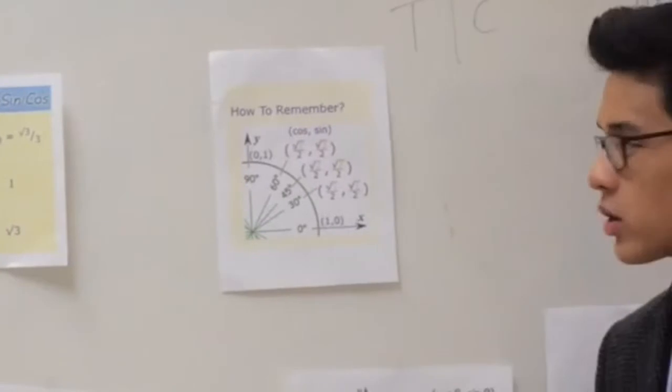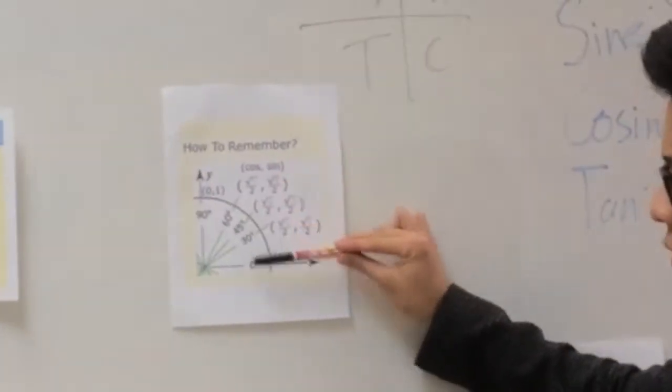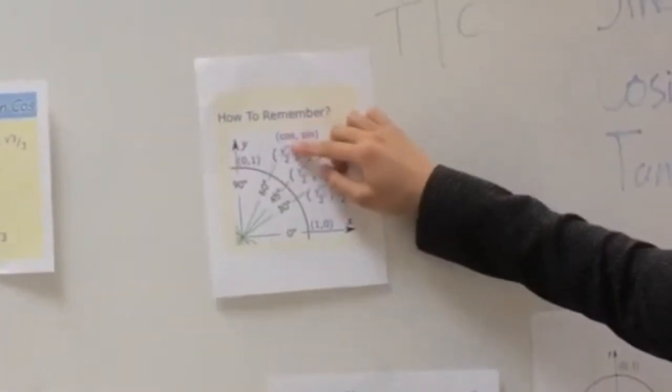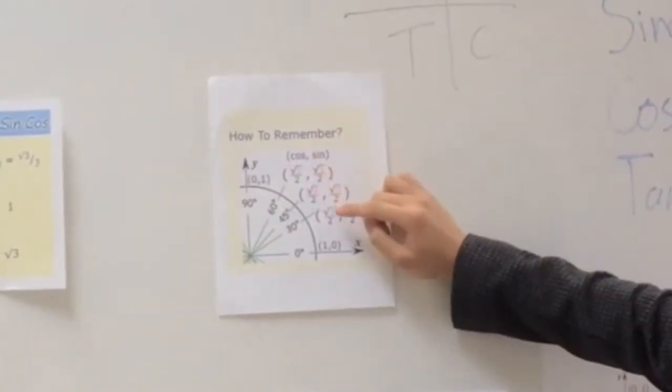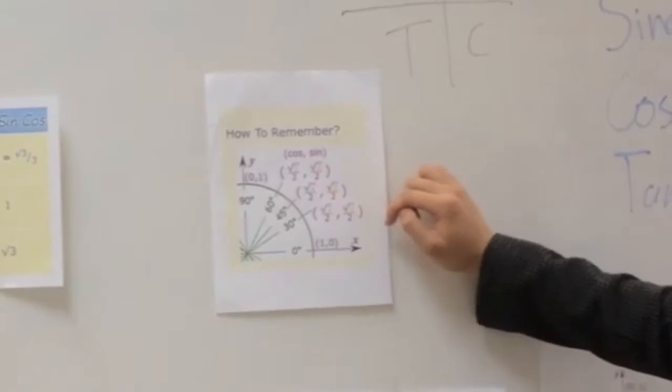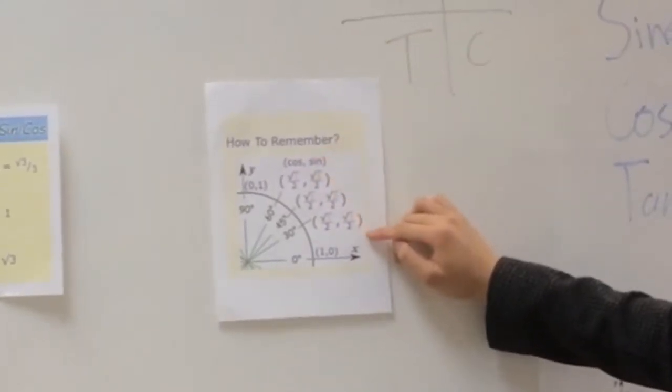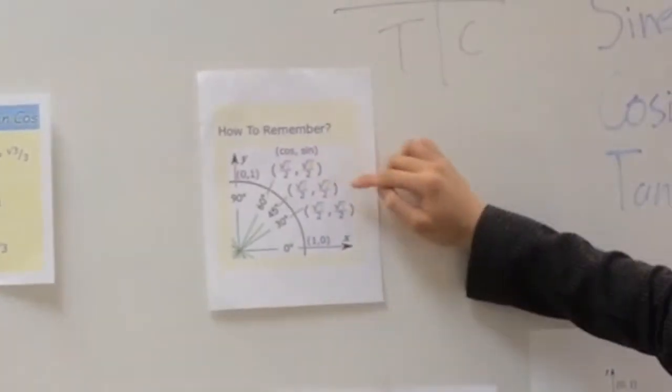An easy way to remember the coordinates is that it's always over 2, so that's not a problem. But going x down from the 60, it would be square root of 1, square root of 2, square root of 3, so 1, 2, 3. And then going from the same place down for the y coordinates is 3, 2, 1.